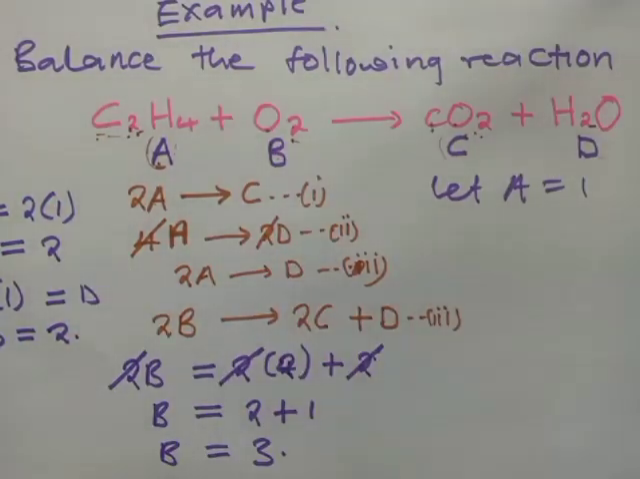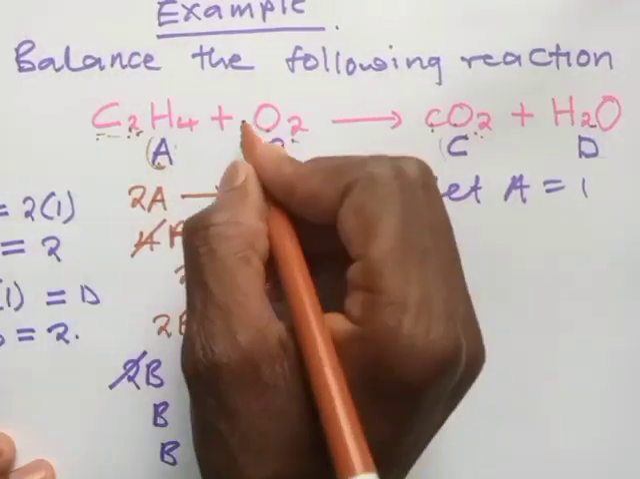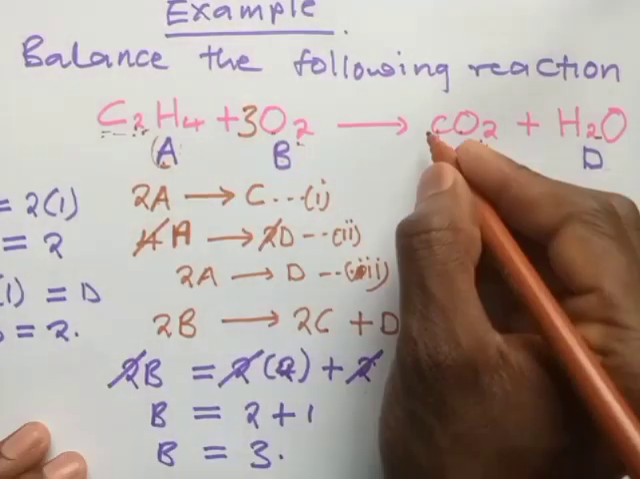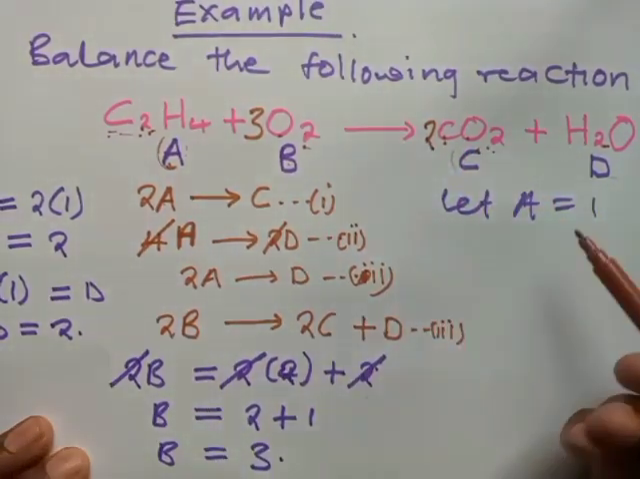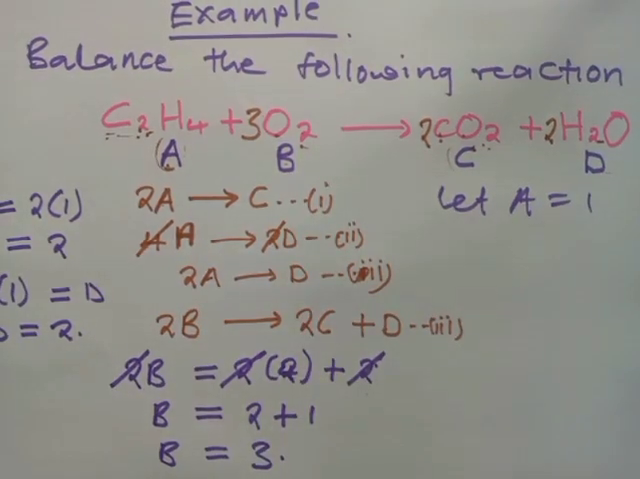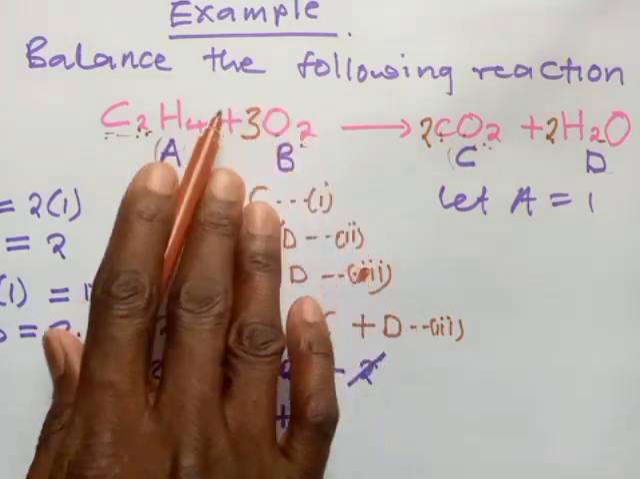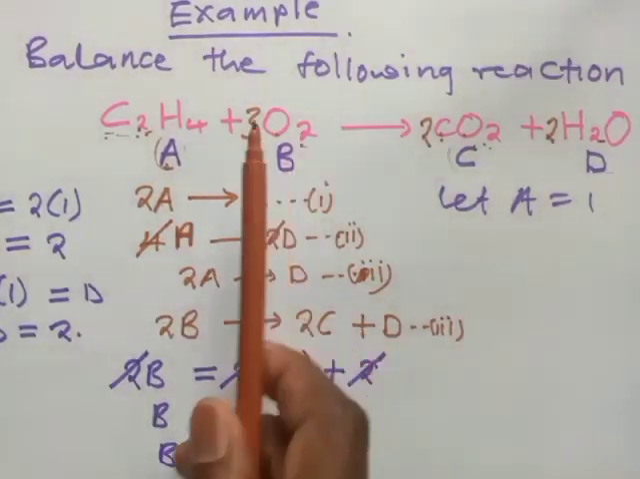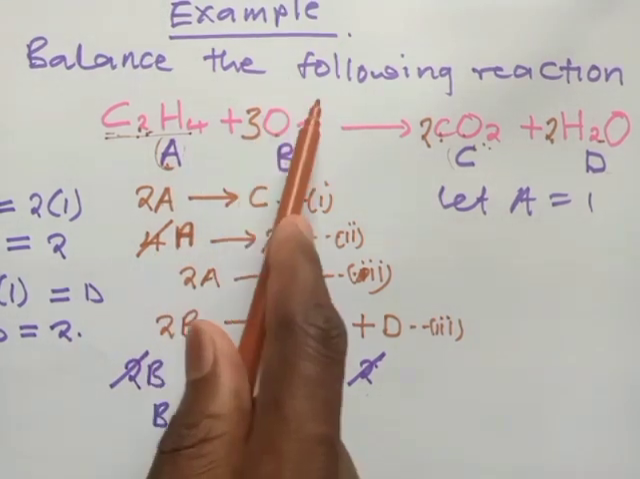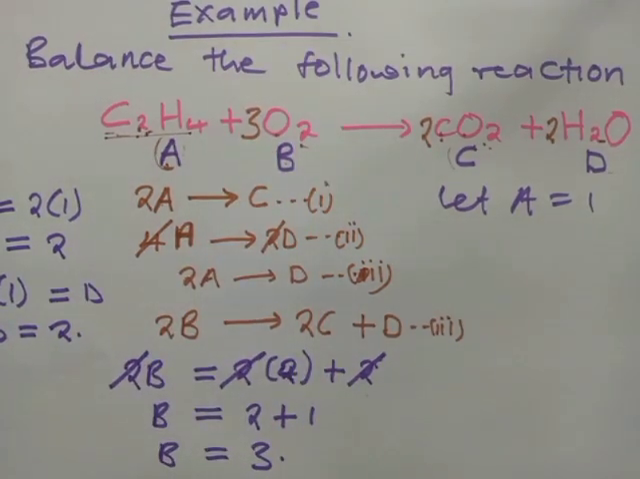You come to the value of B. I found that the value of B is 3. The value of C, we found that the value of C is 2. The value of D has to be 2 also. So no matter how many quantities or how many atoms you have on your left hand side, if we had such a thing on this part, I would have followed the same procedure. That is the best way for you to balance a chemical equation.